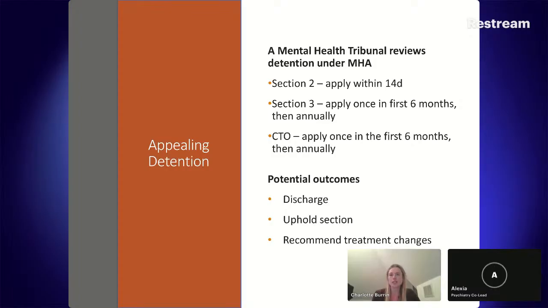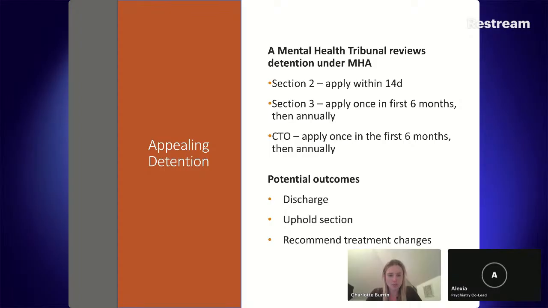The onus here is not on the patient to prove that they should be discharged from the section, but actually on the medical team to show that the patient continues to meet the detention criteria. So effectively, they just have to go through each of the criteria that we've been through before to show to the panel that the patient does meet those criteria and does require to continue to have treatment under the Mental Health Act.